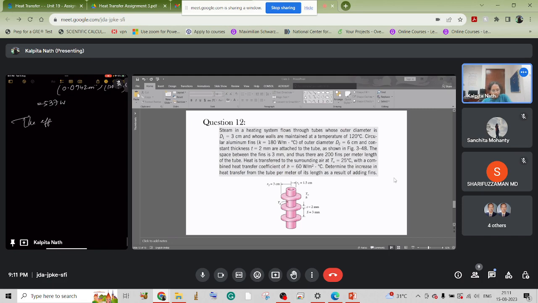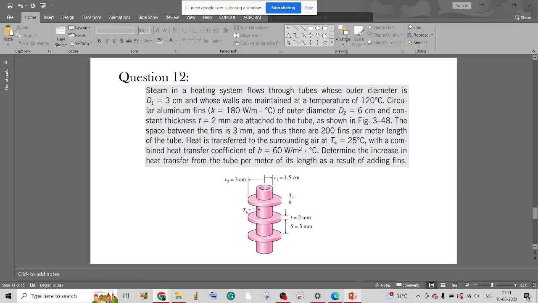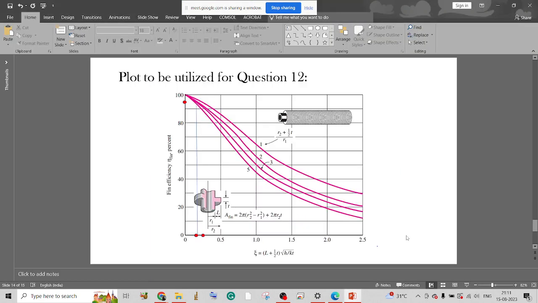The efficiency of circular fins attached to a circular tube is given in the plot, right? The plot that is given here. Now let us refer to this.